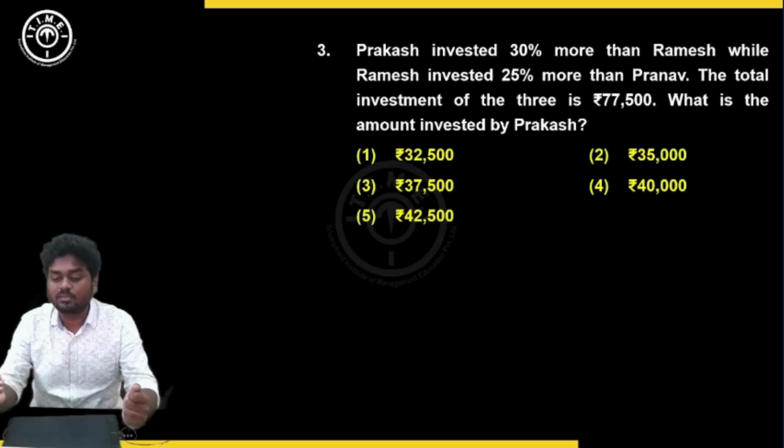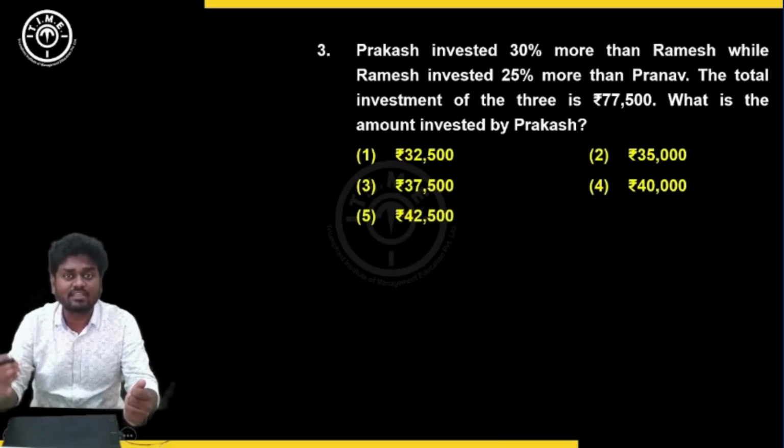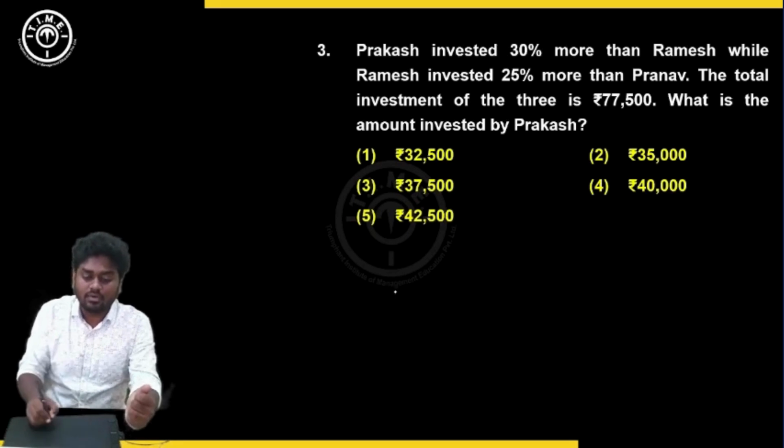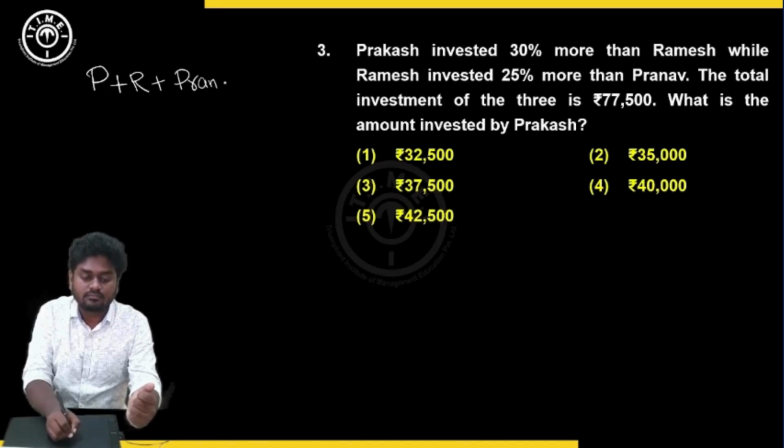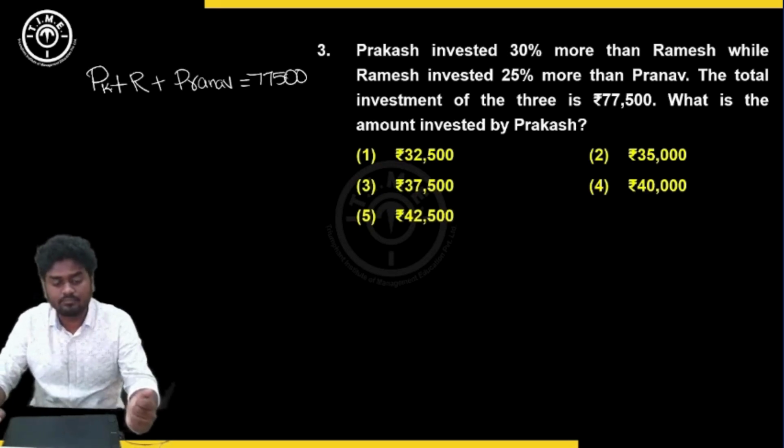The total investment of the three is 77,500. Guys, we have a value here, that is the investment of Prakash plus Ramesh plus Pranav, which is 77,500.